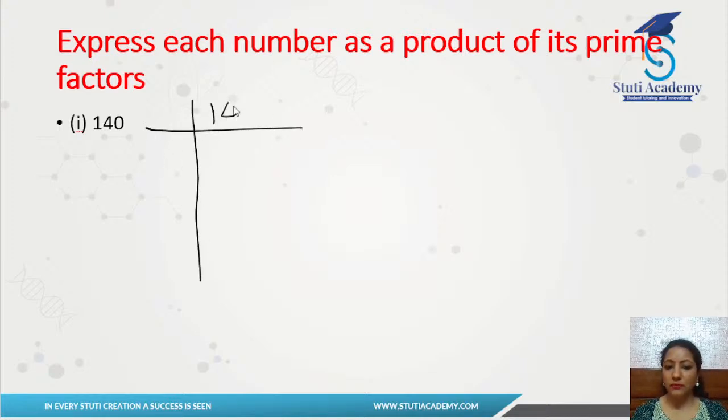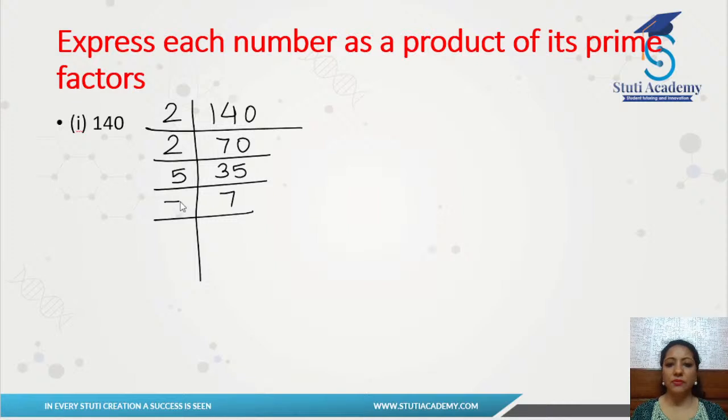I'll start with 140. I think you already know this. You've done this in primary classes also. Usually we start with the least possible prime number. So we are going to start with 2 here. 140 divided by 2 will give us 70. We'll again divide by 2. We'll get here 35. We are going to again divide by the next prime number, which would be 5. We cannot do it by 2, not possible. It's an odd number. 3 is also not possible. We'll do it by 5. So 35 divided by 5 will give us 7. And finally 7 will go by itself.